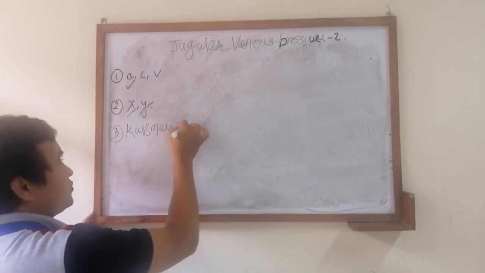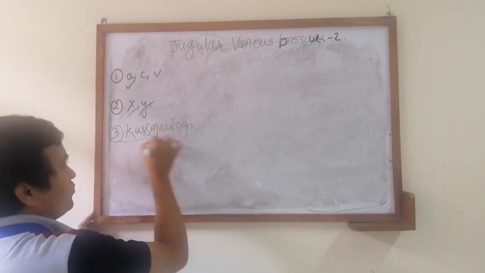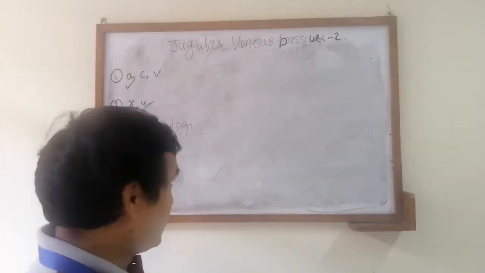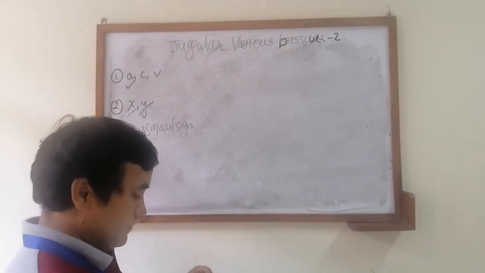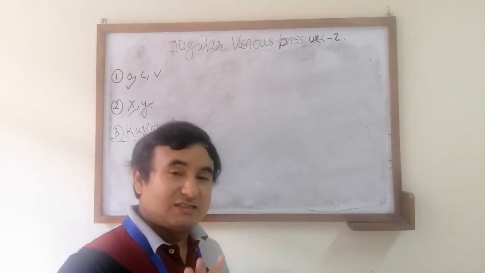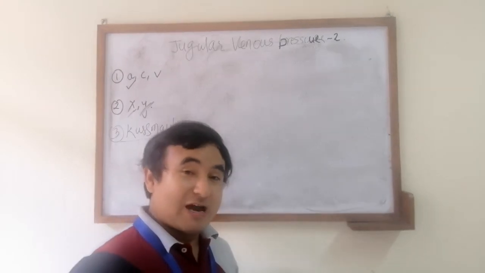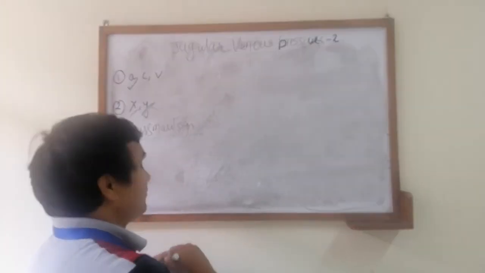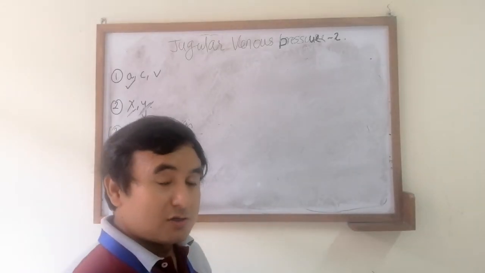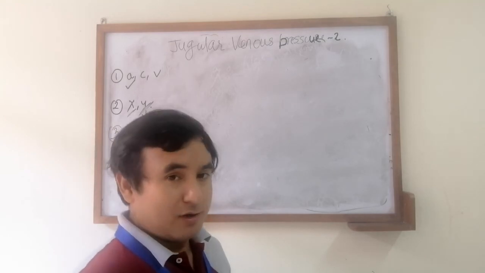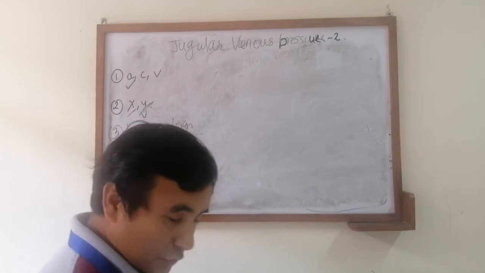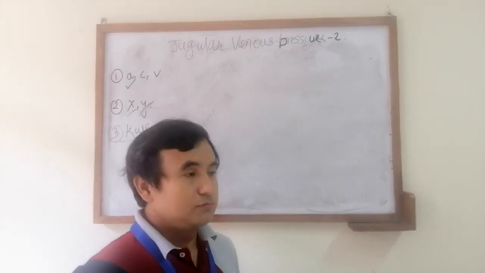That is Kussmaul sign. I forgot one thing. The prominent Y descent in a patient with constrictive pericarditis is also called the Friedreich's sign. That is what you need to remember. Then Kussmaul sign. So yesterday we have discussed.